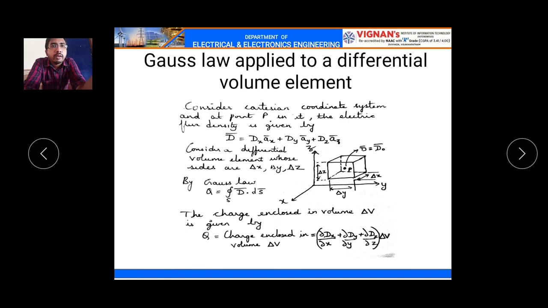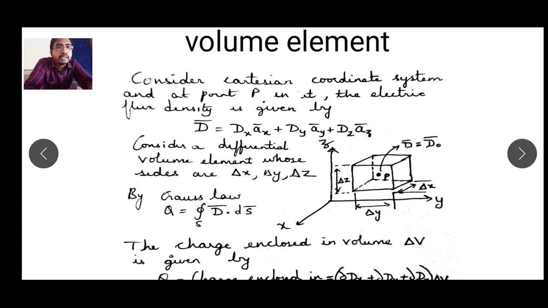Now, Gauss law applied to a differential volume element. Generally there is a point P with coordinates x, y, z. There d bar is represented as dx ax plus dy ay plus dz az. But here each coordinate is increased by a small magnitude. So x is increased by delta x, y is increased by delta y, and z is increased by delta z. That means the new coordinates are x plus delta x, y plus delta y, and z plus delta z.